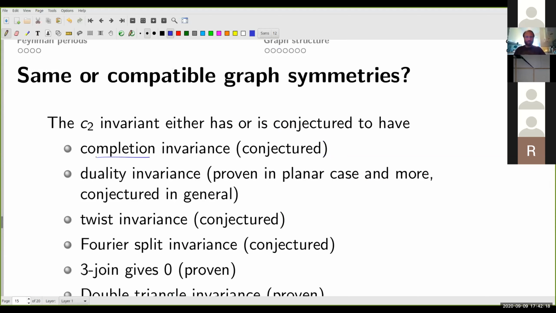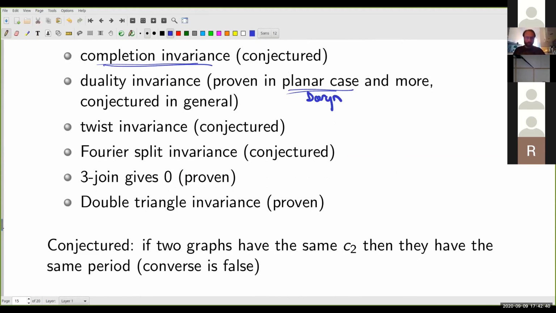It should be completion invariant. I'm going to come back to that one. It should be duality invariant. This is proven in the planar case, Dumitru-Doran. And he proves actually more than the planar case and conjectured in general. There should be a twist invariant. That's conjectured. It depends at least on completion. There should be a Fourier split. The 3 join, it doesn't give a product. It just outright gives 0.